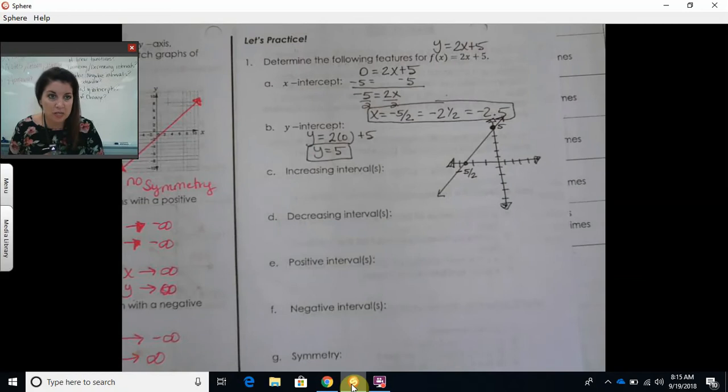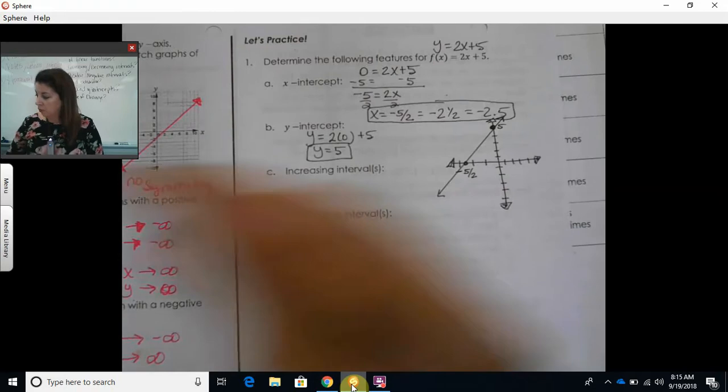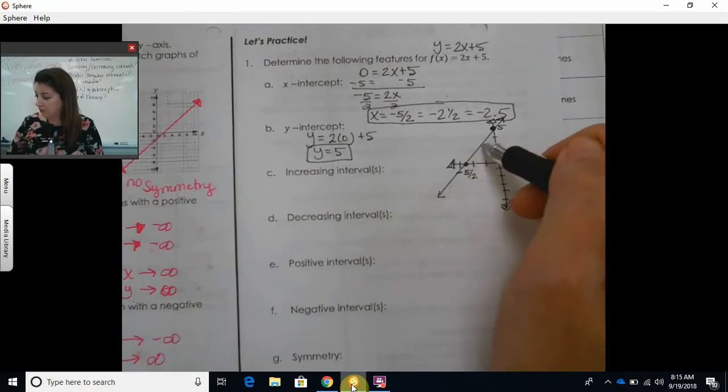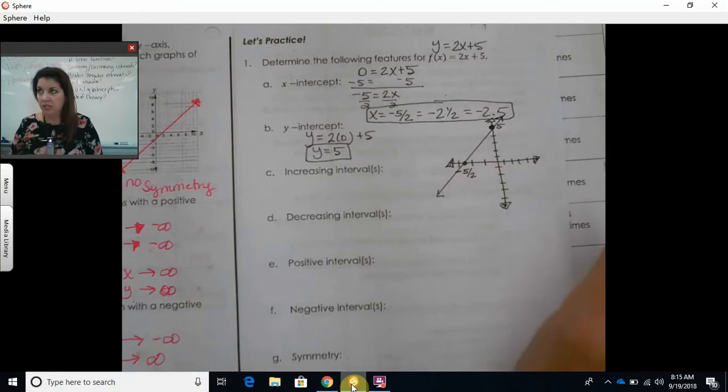Question C says it wants us to list the increasing intervals. Remember, increasing is when x is increasing, y is increasing. Do we have any increasing intervals in this example? From left to right, as x increases, what's y doing? Increasing. Does it ever stop and decrease? So my whole thing's increasing, right?